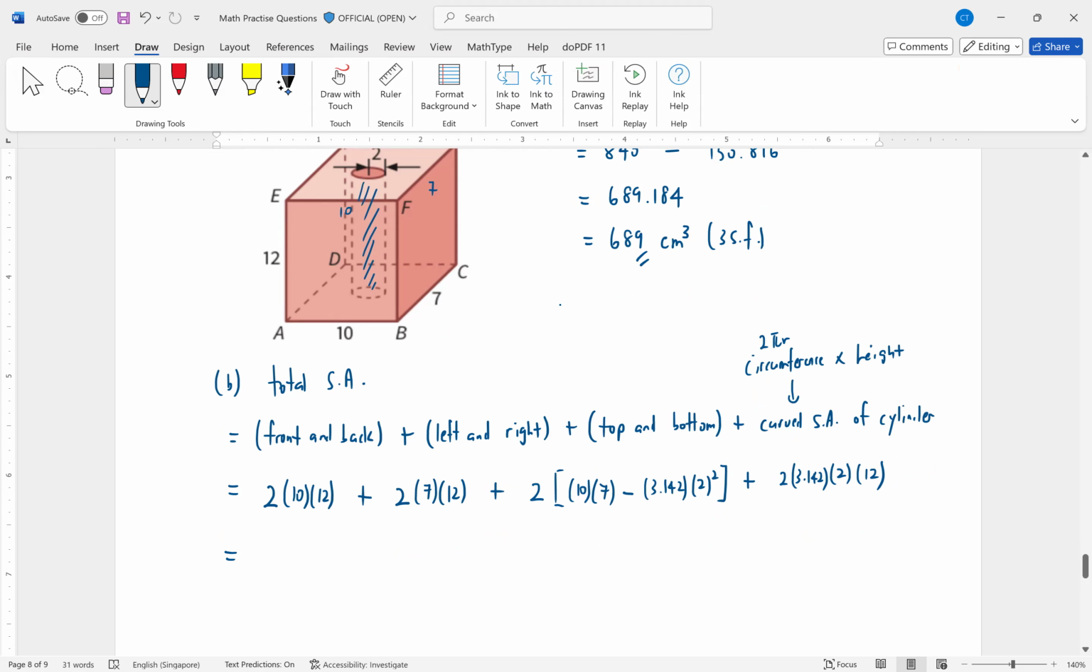So let's do it one by one. This one will be 240. This one is 7 times 12 times 2, so 14 times 12, which is 168. What you can do is calculate one by one now, so you don't make a mistake.